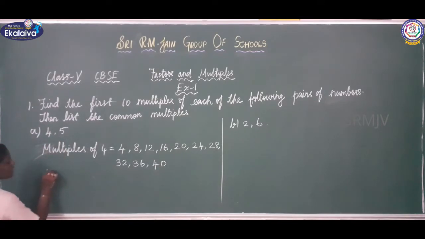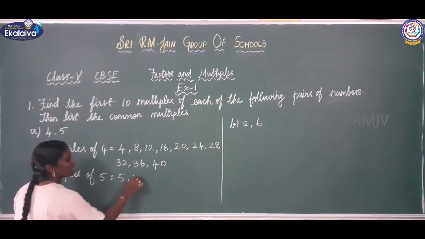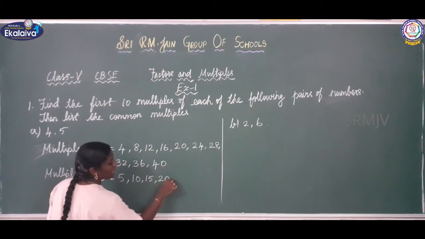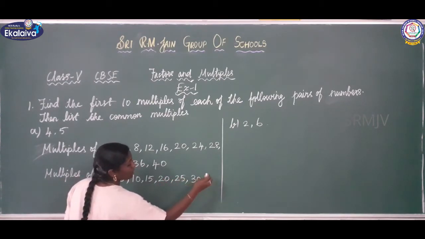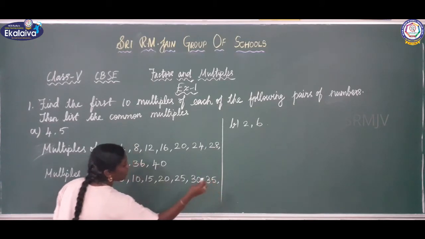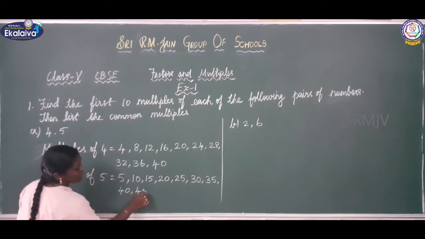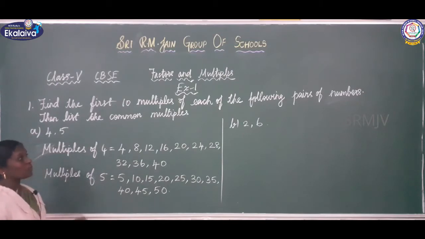Now we have to find the first 10 multiples of 5. Here 5 1s are 5, 5 2s are 10, 5 3s are 15, 5 4s are 20, 5 5s are 25, 5 6s are 30, 5 7s are 35, 5 8s are 40, 5 9s are 45, 5 10s are 50. Now we have to find out the common multiples.